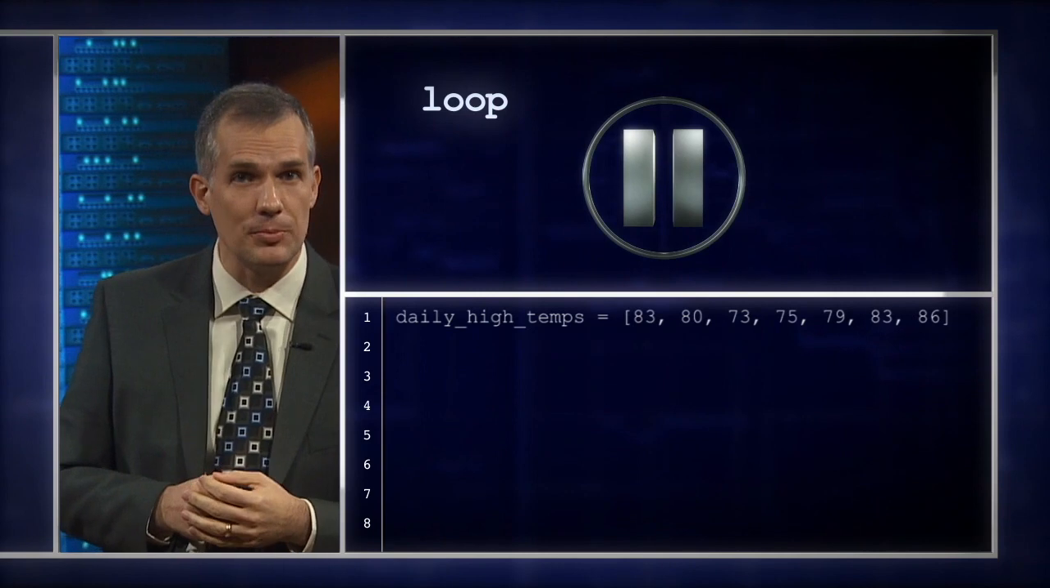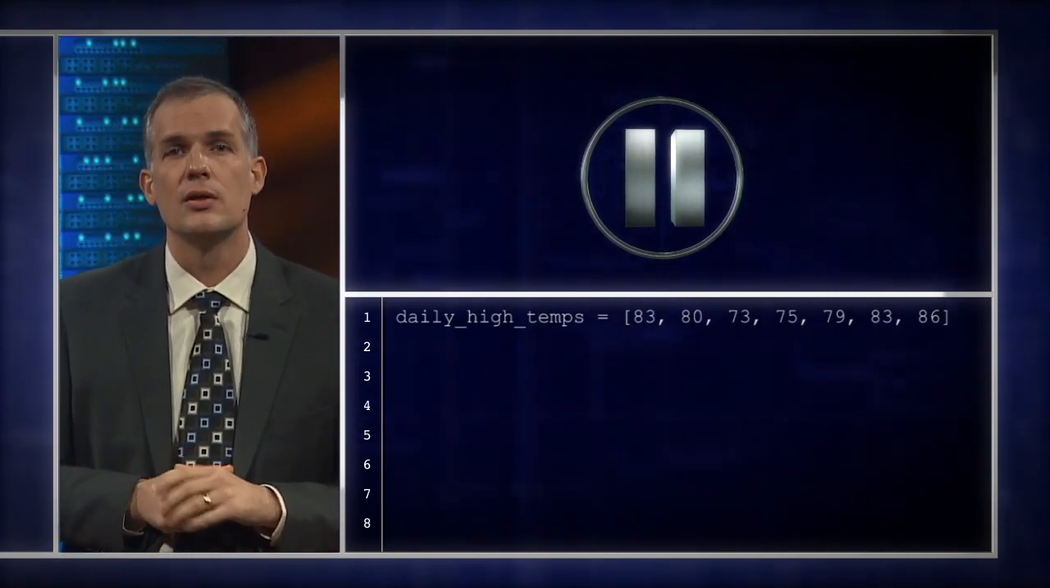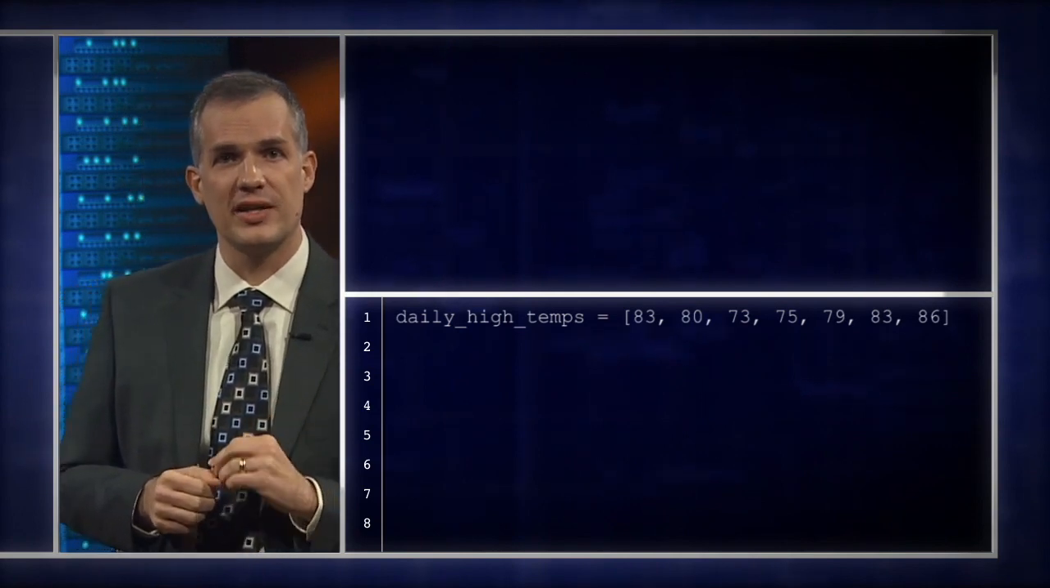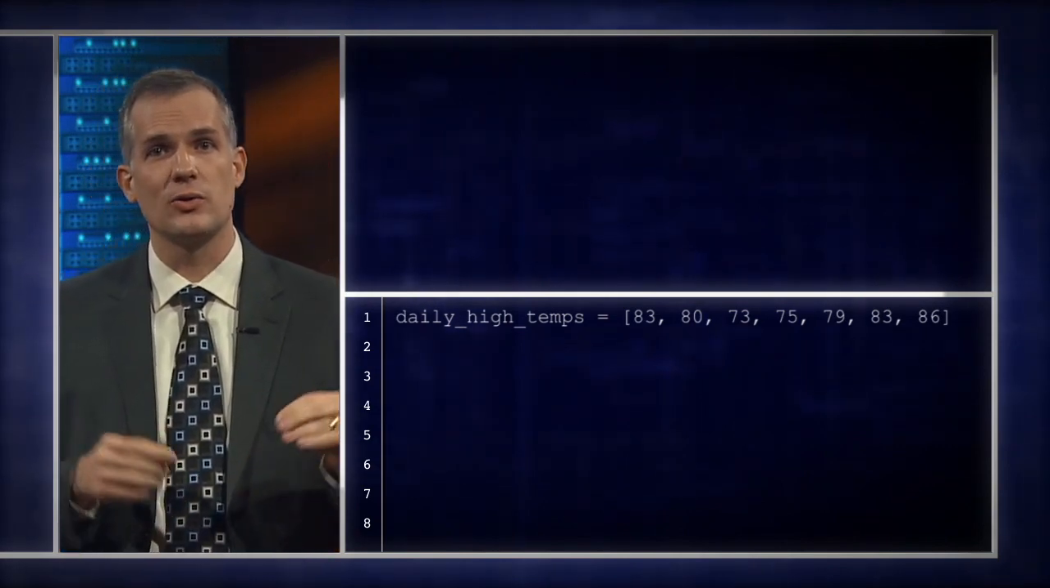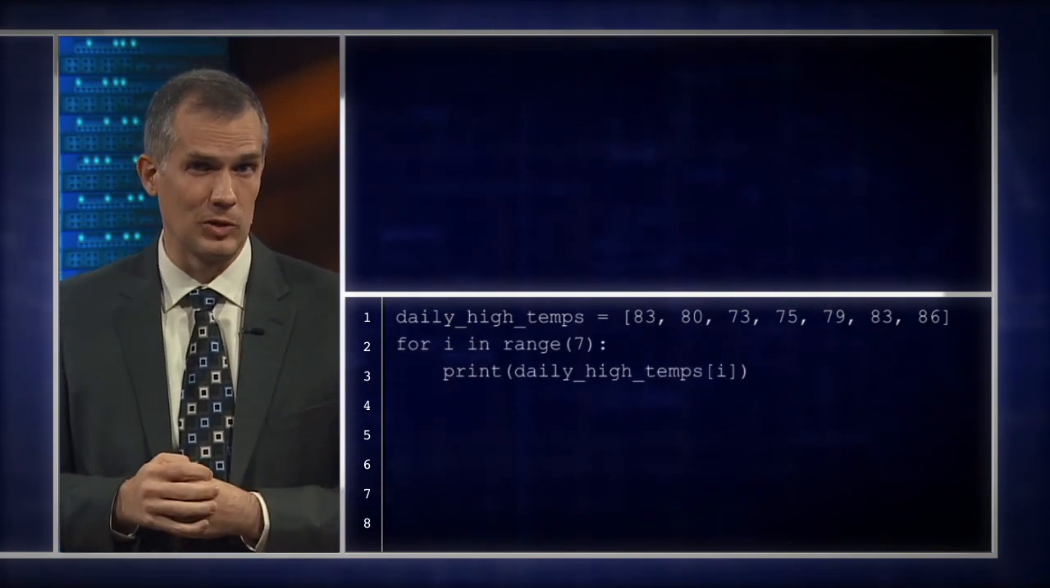Well, what about using a loop? How would we create a loop to print every element? We can loop through all the different index values and then print out the value of each element of the list. Here's one way we might write a loop like this.